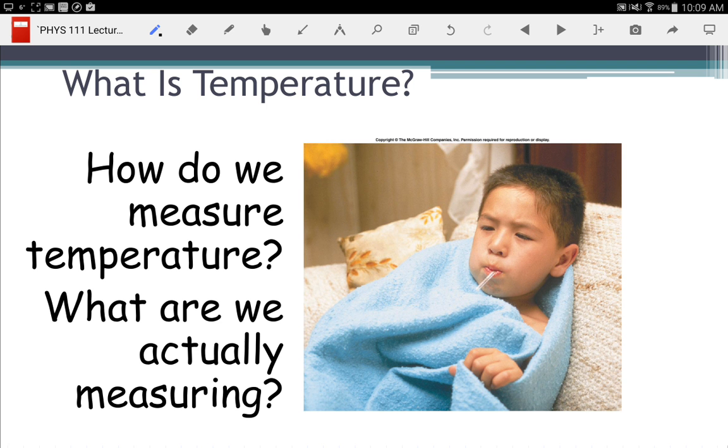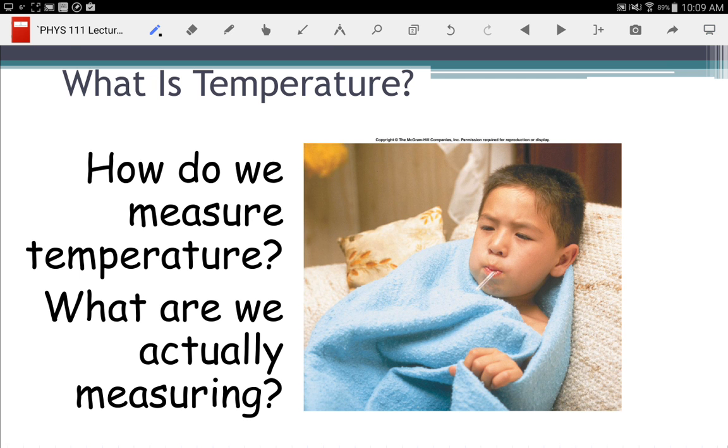Lab next Monday is apparently going to be very enlightening to you. You'll see what happens when you put a thermometer in something. Go ahead. Somebody's going to answer. No, I should have never spoken.